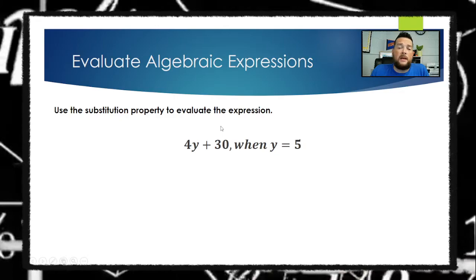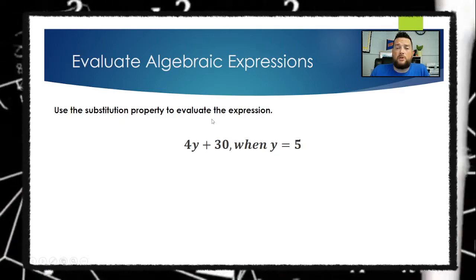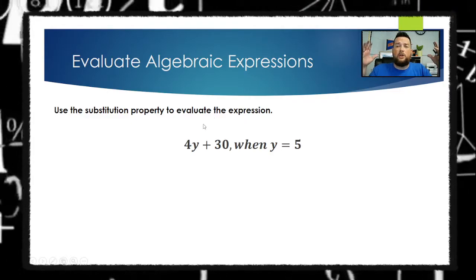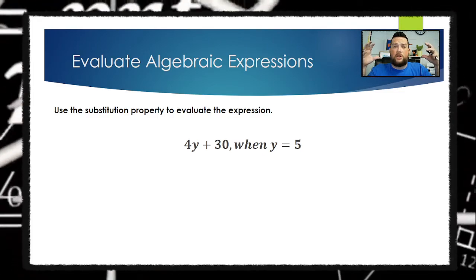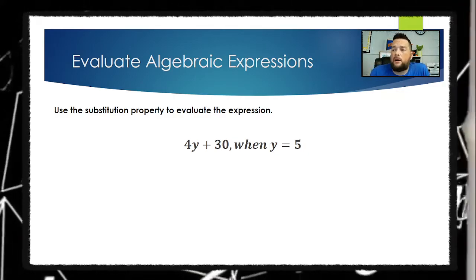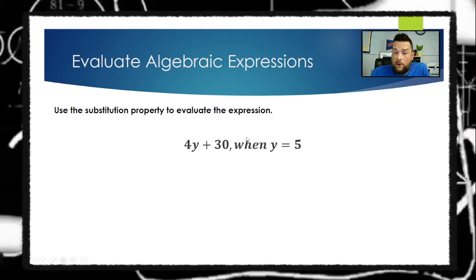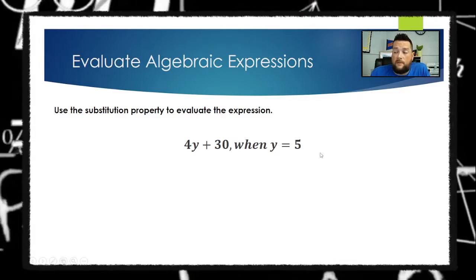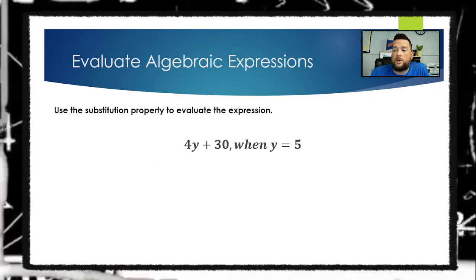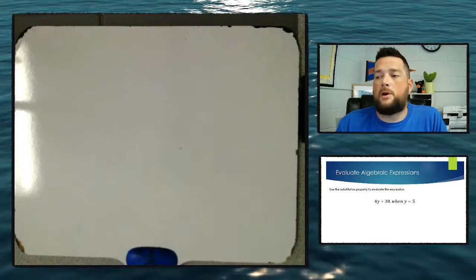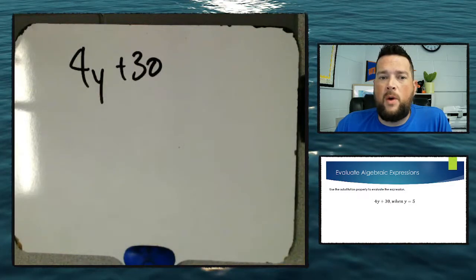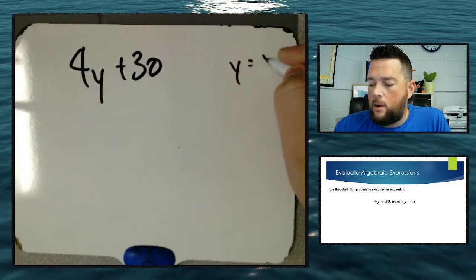So you see that word evaluate. That's different than what you a lot of times see. A lot of times you see the word simplify. Whenever you see the word simplify, they're just asking you to take that expression and write it in the simplest terms possible. Evaluate is different. Evaluate means they're going to give you the value of one or all of the variables inside the expression. In this case, we just have one variable in the expression. We have 4y plus 30. That's our expression. And we're told to evaluate that expression when y equals 5.